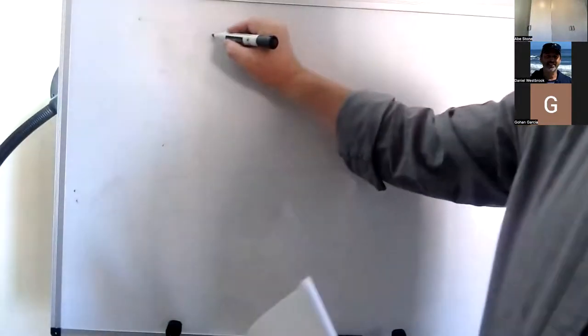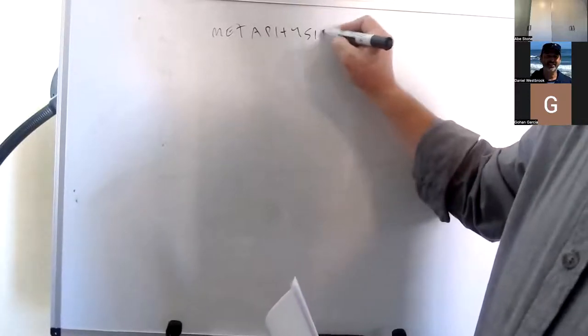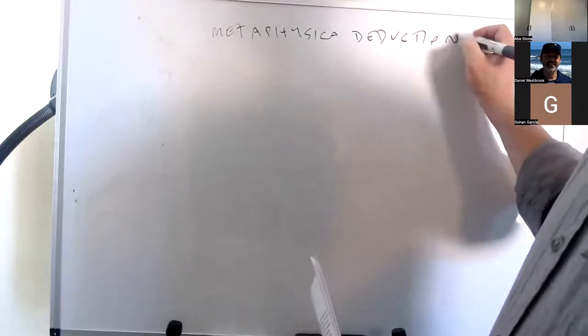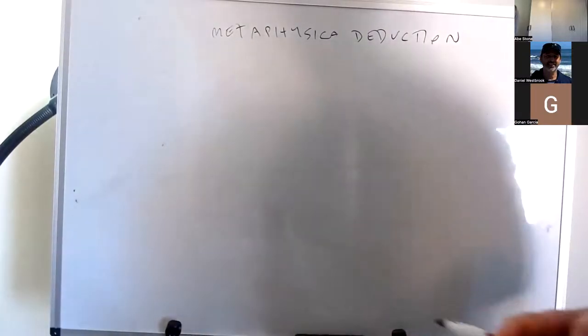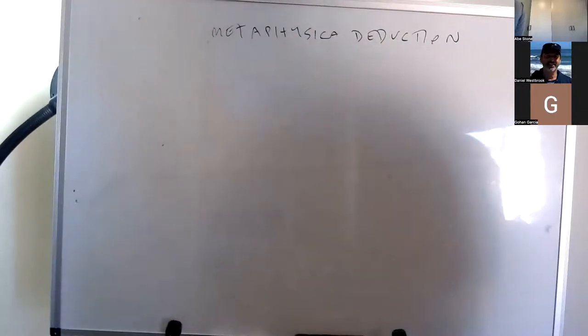Okay, so now on to the transcendental deduction. So remember what I said before about the metaphysical deduction. I should do that thing where I say where we are in the book. That would be helpful.